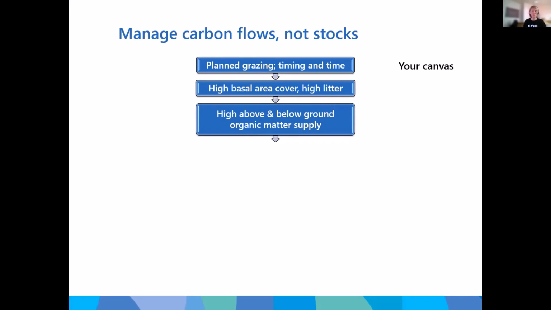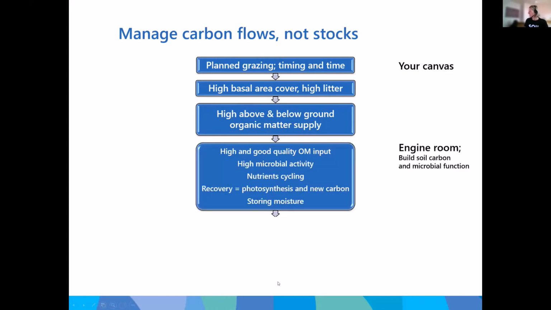So think about your canvas. Think about the nutrient levels, the soil pH, all of those abiotic factors in your farm management canvas that you can influence. It's about grazing management as well. So thinking about how can you maximize that above ground input of organic matter as well as the below ground input of organic matter. When you have that, you'll get this engine room pumping.